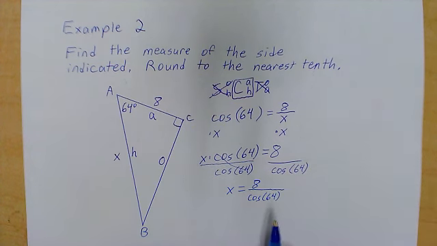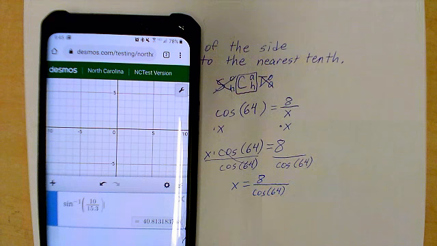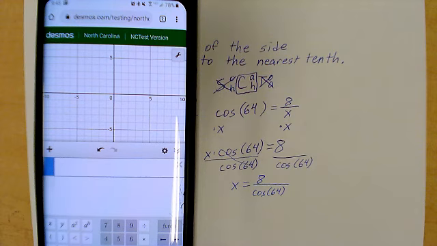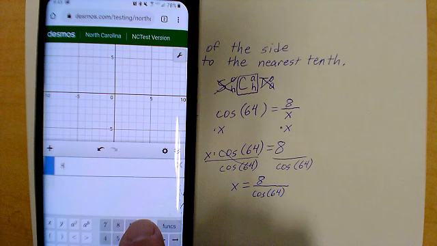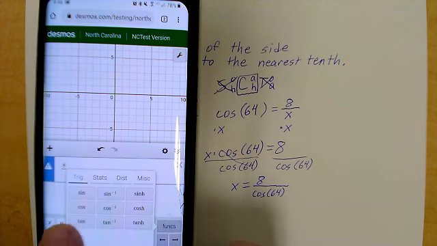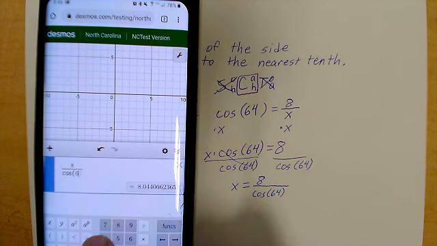Now, I'm ready to use my calculator to actually calculate this value. So you can see where I've already grabbed my calculator. I'm going to clear out what I did before, and I'm going to type in 8 divided by, again, to get sine, cosine, or tangent, you tap on functions and tap on cosine, the second one on the left. 64 degrees. And I get 18.2.